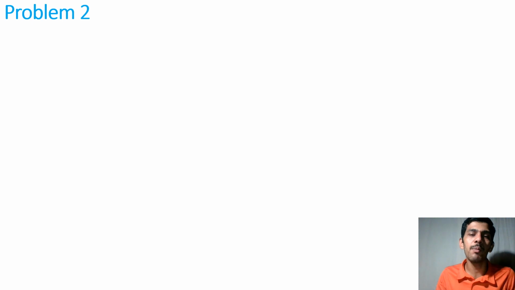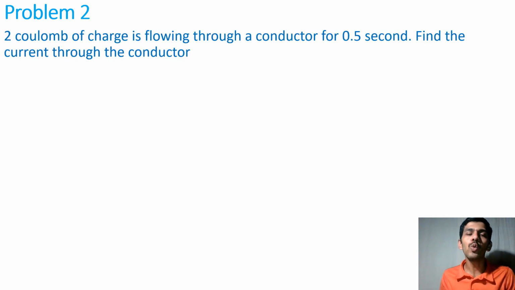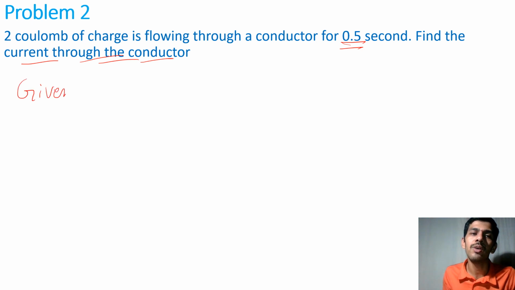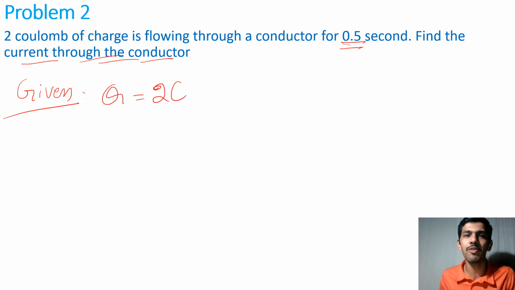The second problem is, 2 coulombs of charge is flowing through a conductor for 0.5 seconds. Find the current through the conductor. That is, what is the given value? Given value: how many coulombs of charge? Charge is given. Q is equal to 2 coulombs of charge, flowing through a conductor for how much time? For 0.5 seconds. That is, time is given.